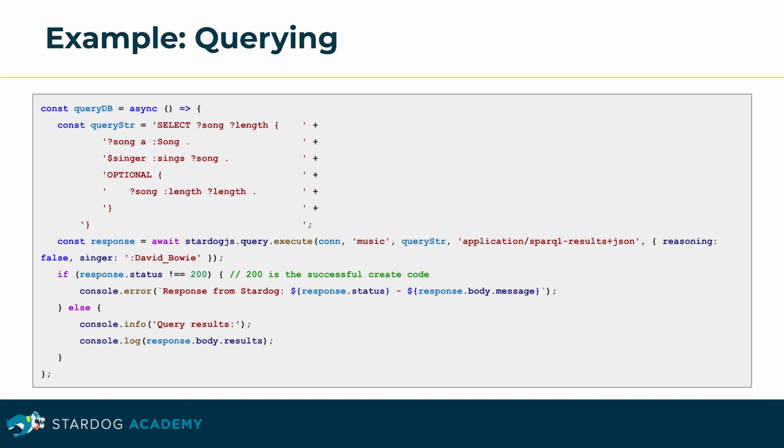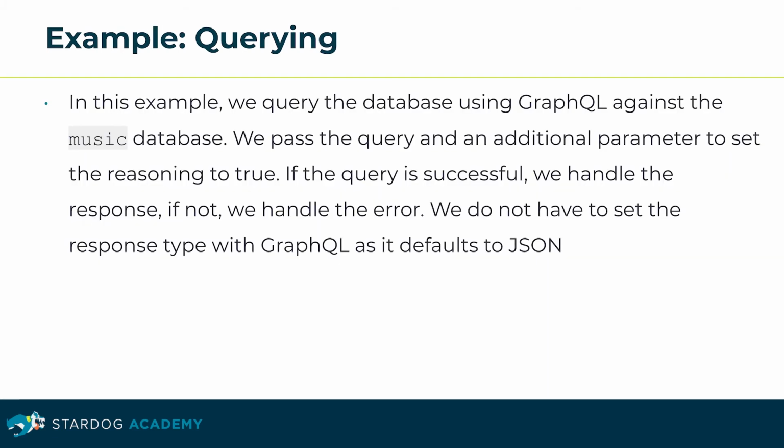If the response was a 200, it means the query was successful and we print out the query results. In this example, we query the database using GraphQL against the music database. We pass the query an additional parameter to set the reasoning to true. If the query is successful, we handle the response. If not, we handle the error. We do not have to set the response type with GraphQL as it defaults to JSON.